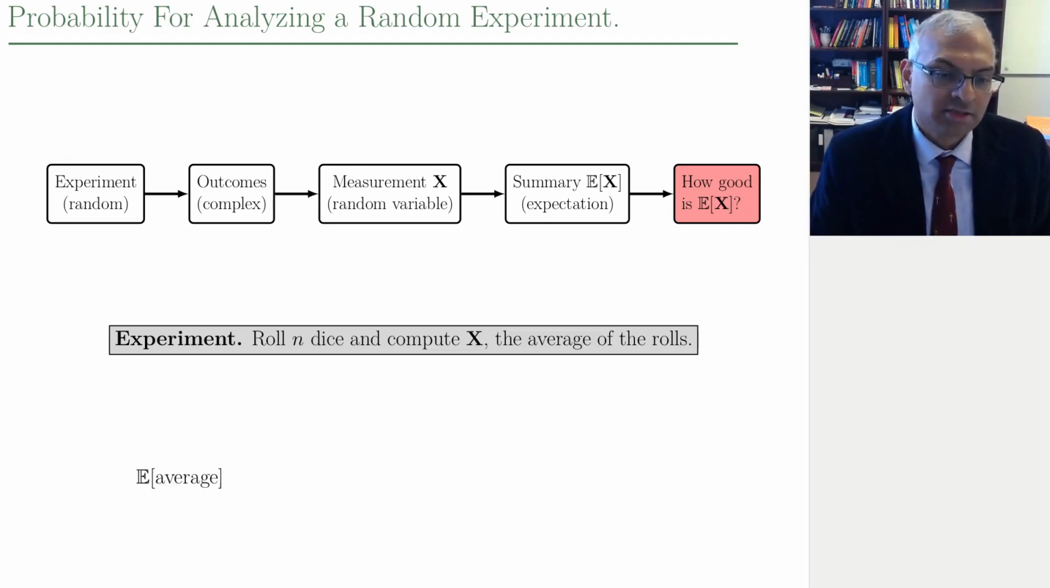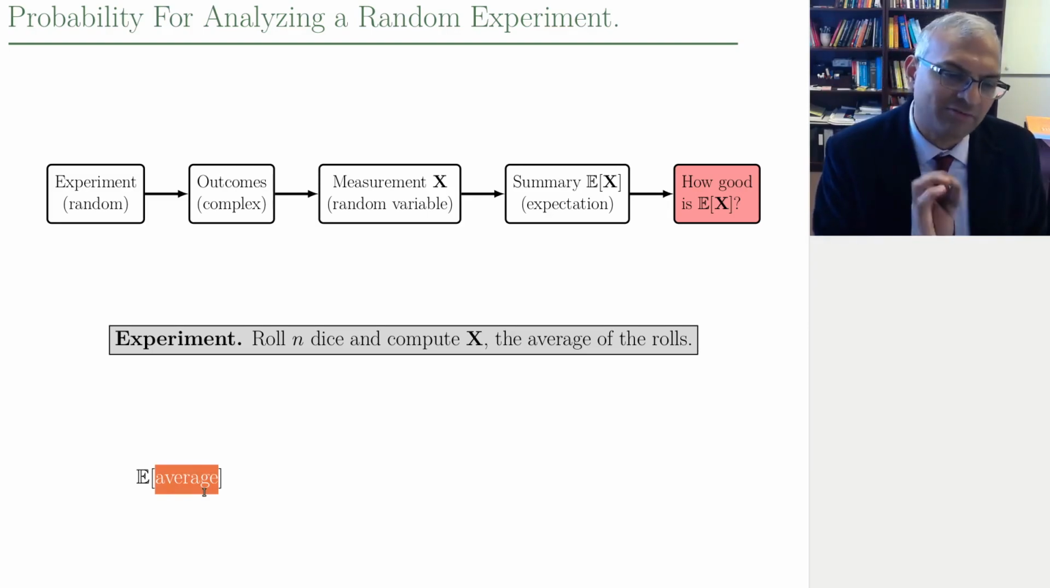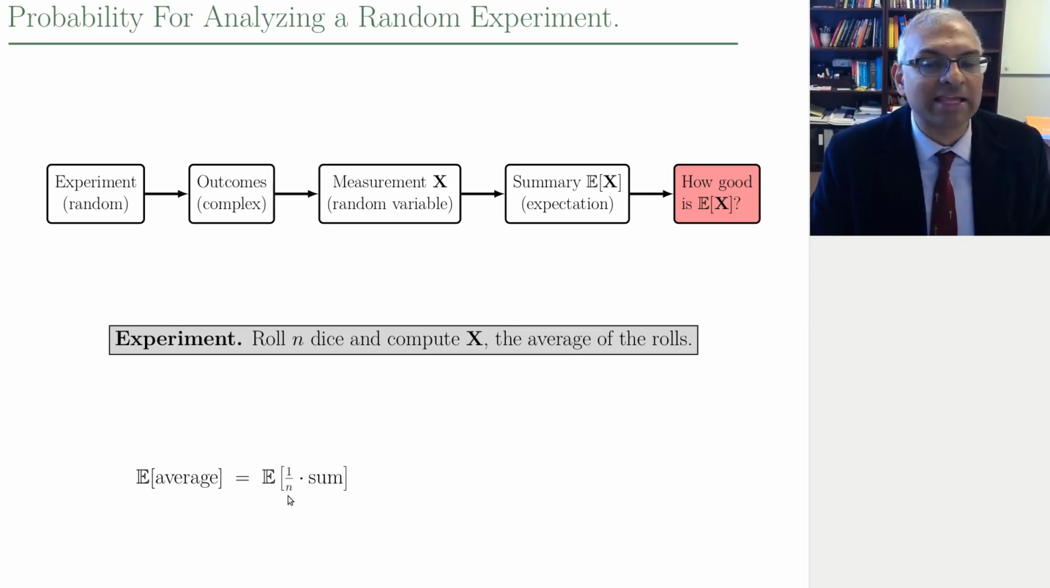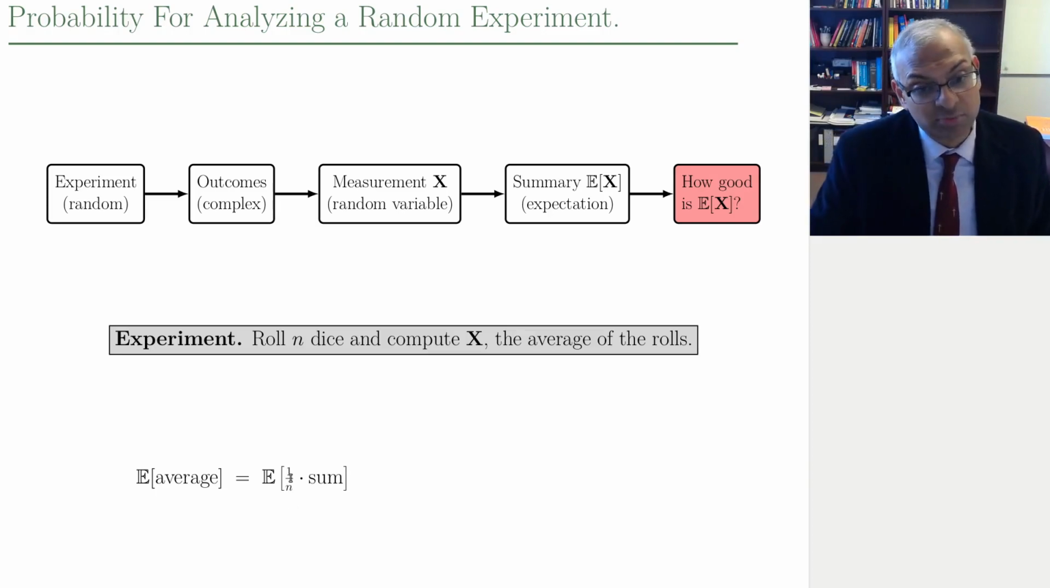So we want the expected value of the average. Okay? So that's important to make sure that you realize we're computing the expected value of the average. And what is the average? The average is the sum divided by n. So we're computing the expected value of the sum divided by n. And this 1 over n is crucial here, because we have the linearity of expected value, which says that we can take this constant 1 over n outside the expectation.